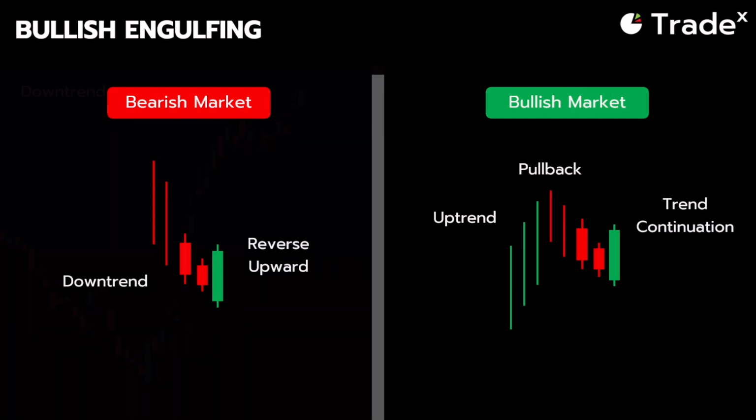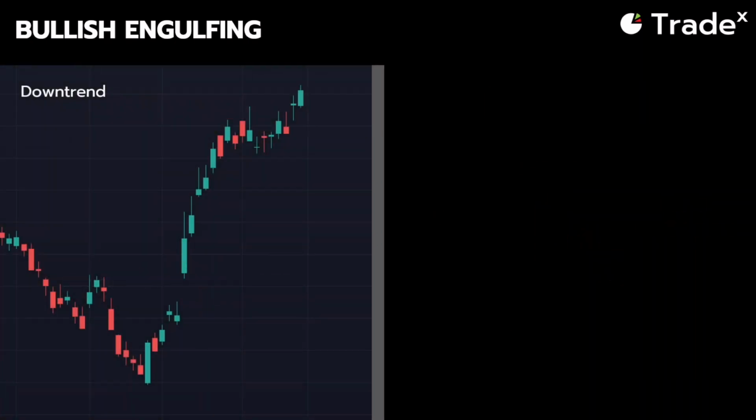Two examples will help illustrate this concept. First, during a downtrend, the price declines steadily. When a large bullish candle appears, completely engulfing the body of the previous bearish candle, it forms a bullish engulfing pattern. This indicates a shift in momentum, leading to a reversal and an upward movement in price.